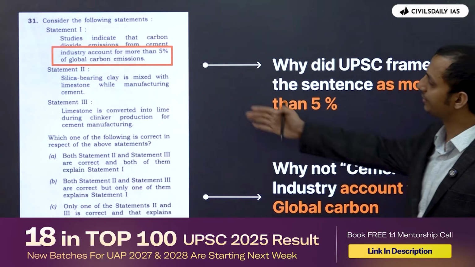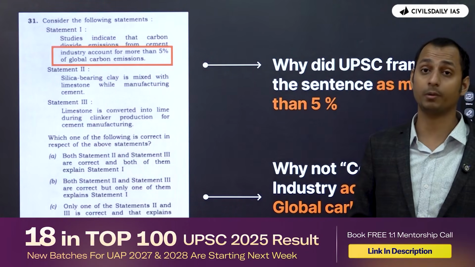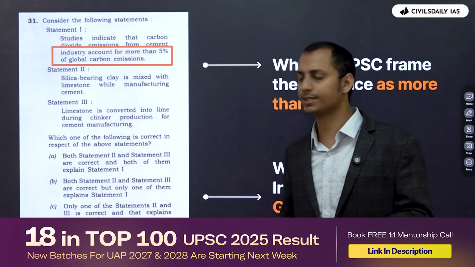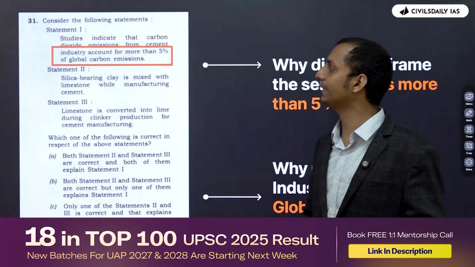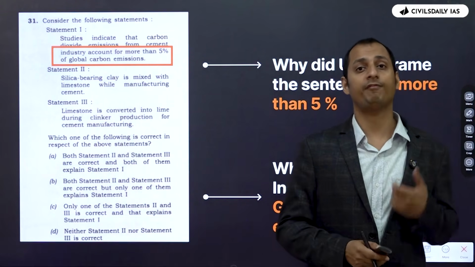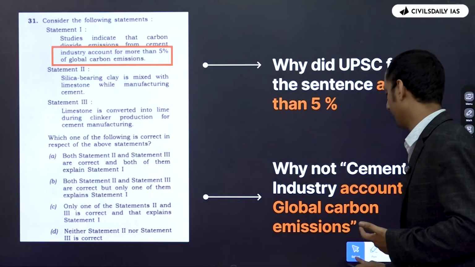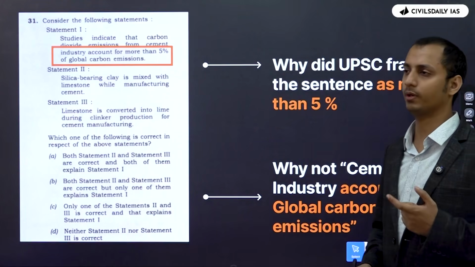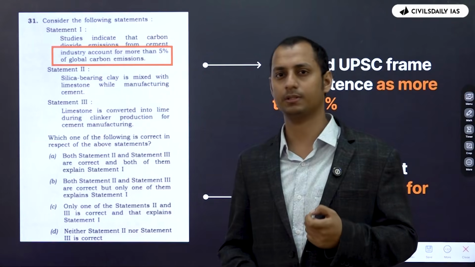Why did UPSC introduce the phrase "the industry accounts for more than 5% of the global carbon emissions"? UPSC could have just said that studies indicate that carbon dioxide is emitted by the cement industry, right? Why did UPSC say that they account for more than 5% of the global carbon emissions? You need to understand why UPSC introduces each and every word, because each and every word has a meaning and a purpose.